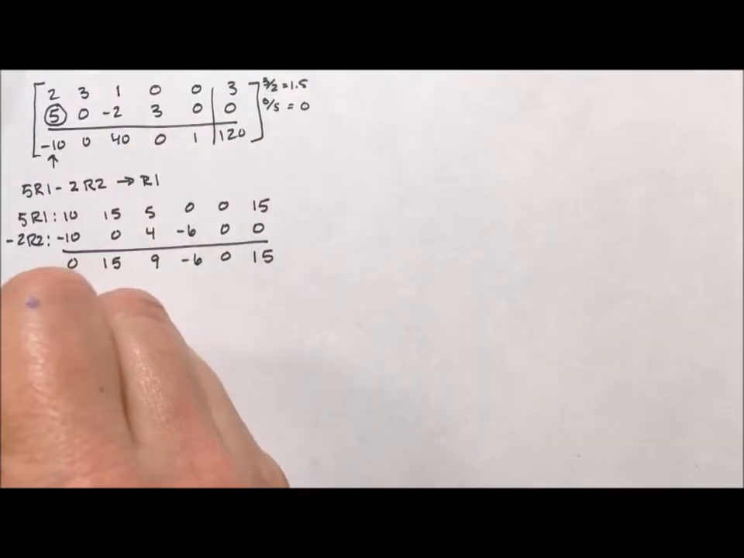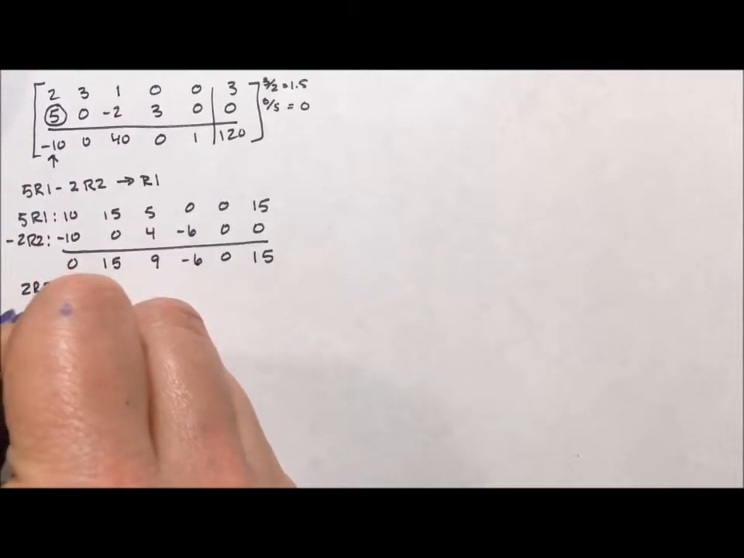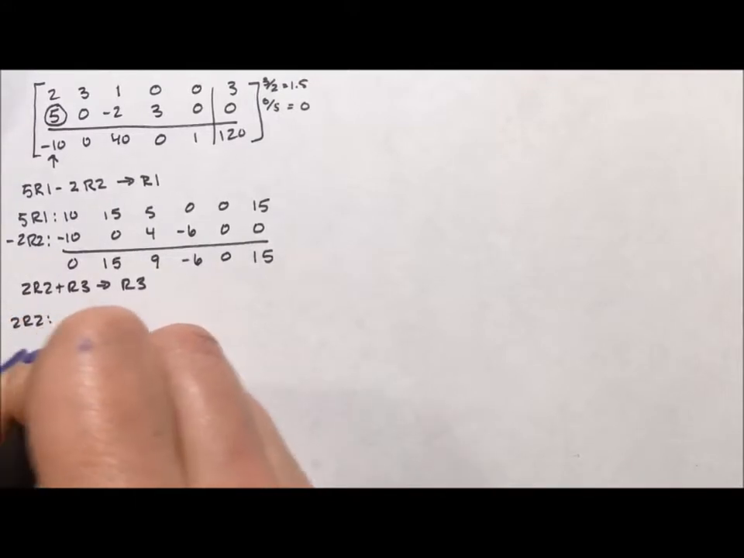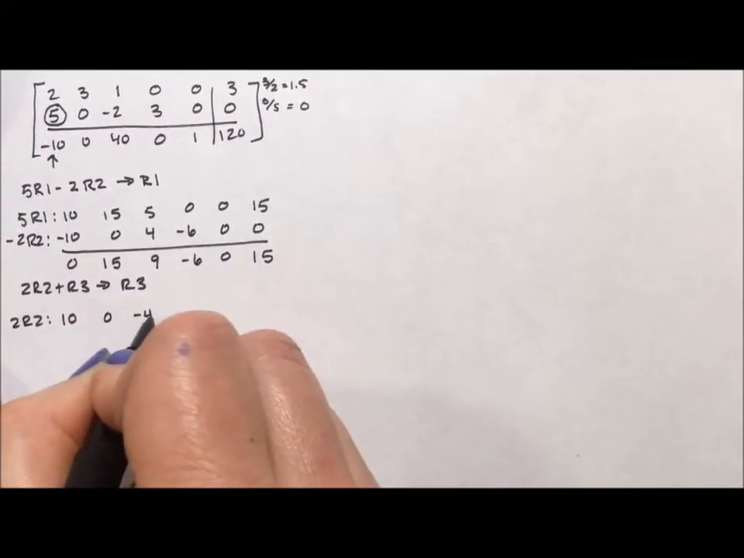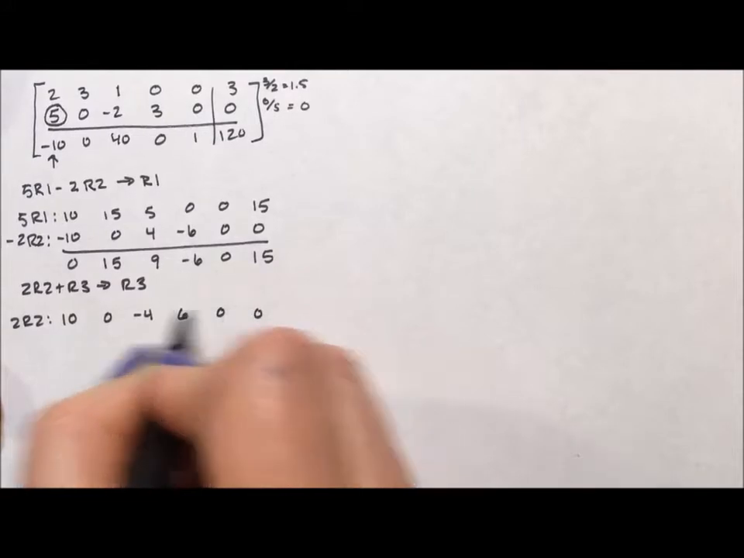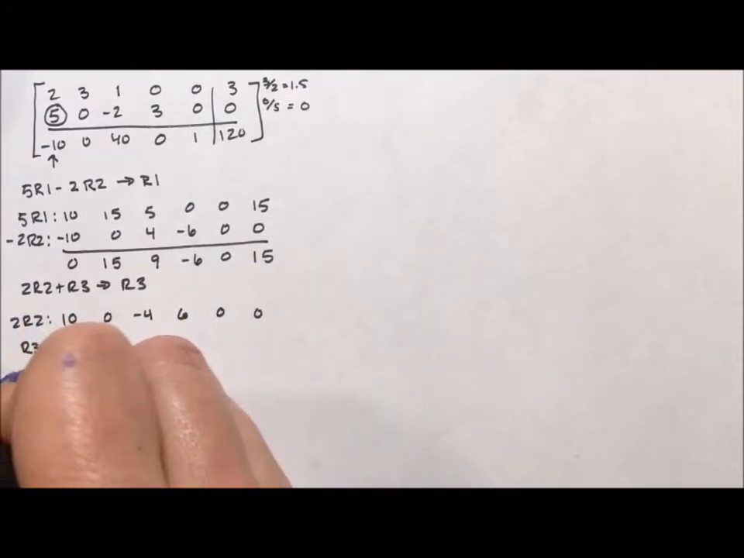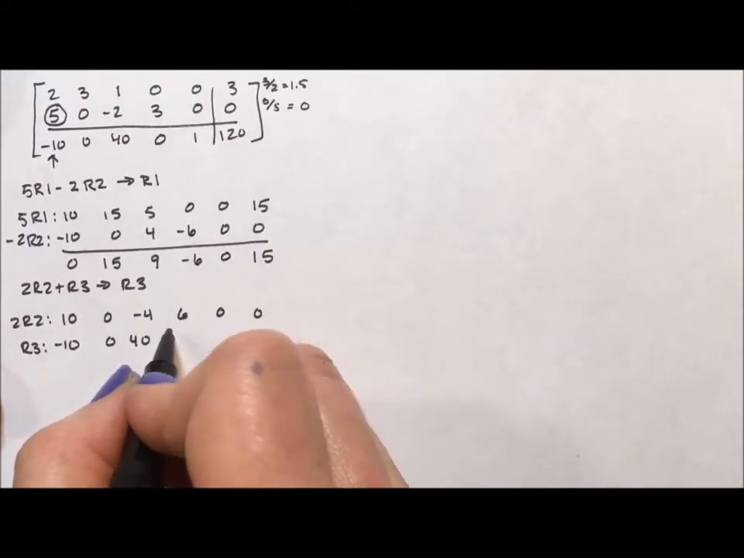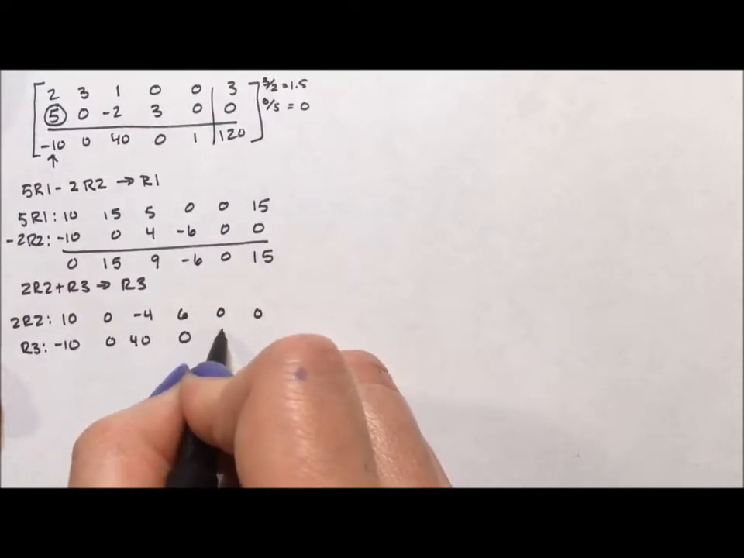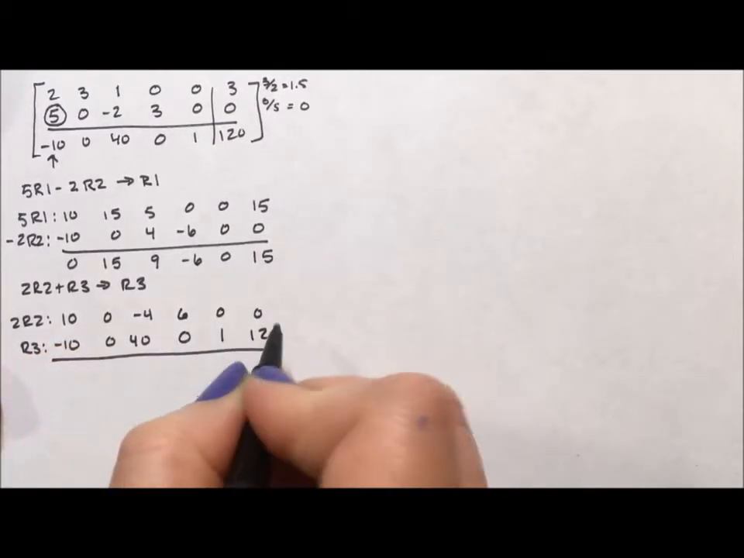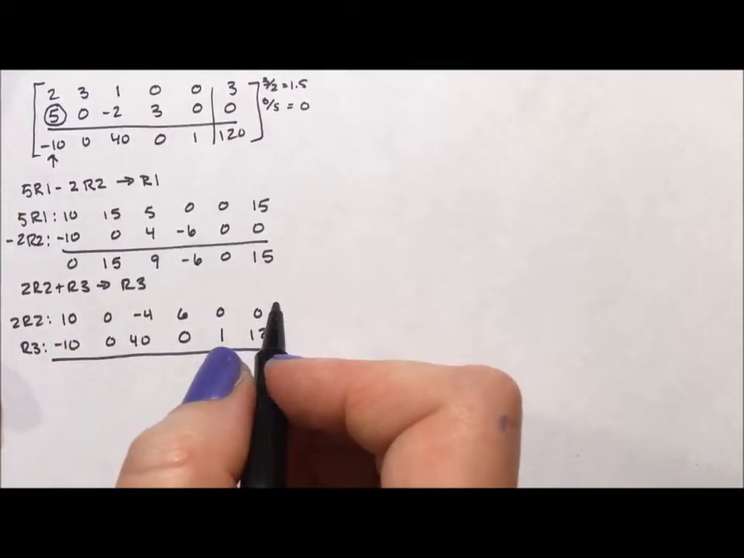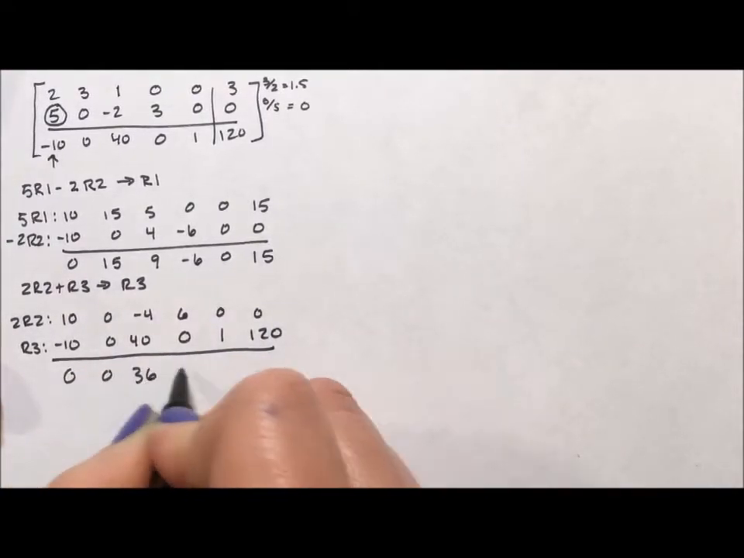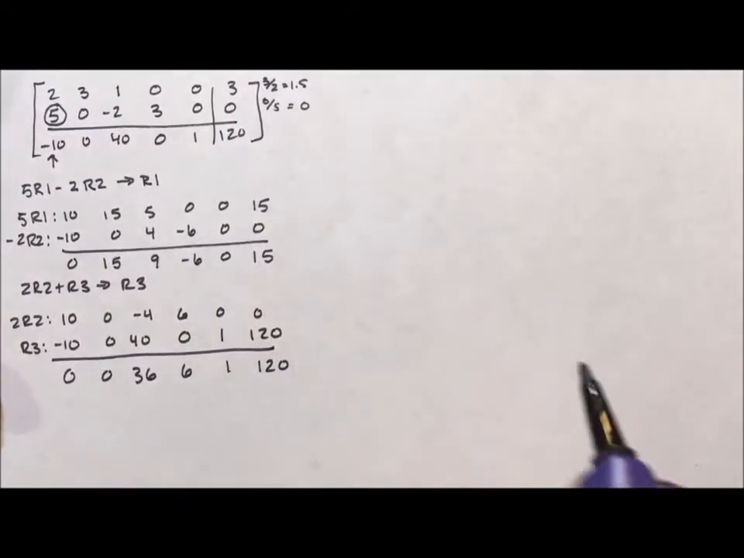All right, and then I'm going to do 2 row 2 plus row 3 and put that into row 3. 2 row 2 is going to be 10, 0, negative 4, 6, 0, 0. And row 3 is going to stay negative 10, 0, 40, 0, 1, 120. And when I add down, I'm going to get 0, 0, 36, 6, 1, 120.